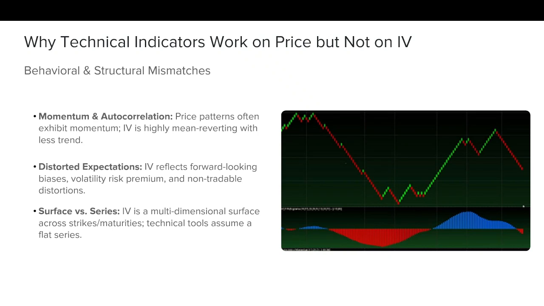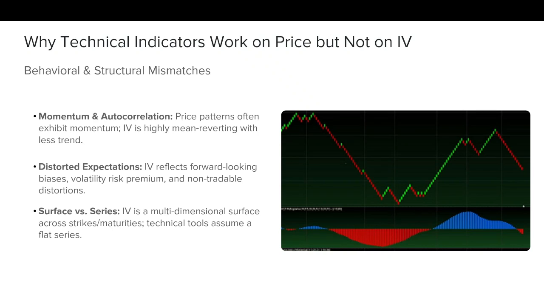However, implied volatility behaves fundamentally differently. It is not a price series, but a reflection of expected future volatility. Its strong mean reverting tendencies, jump behavior, and complex surface structure make it poorly suited for univariate technical analysis.